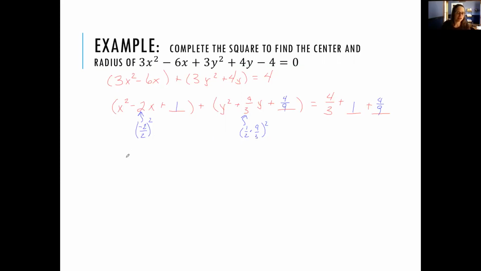All right, now we'll factor. This guy will factor as x minus 1 squared. The y's will factor as y plus 2/3 squared. And that's going to equal r squared, which is 25/9. So my circle has got a center at 1, 2/3, and a radius of the square root of 25/9, or 5/3.